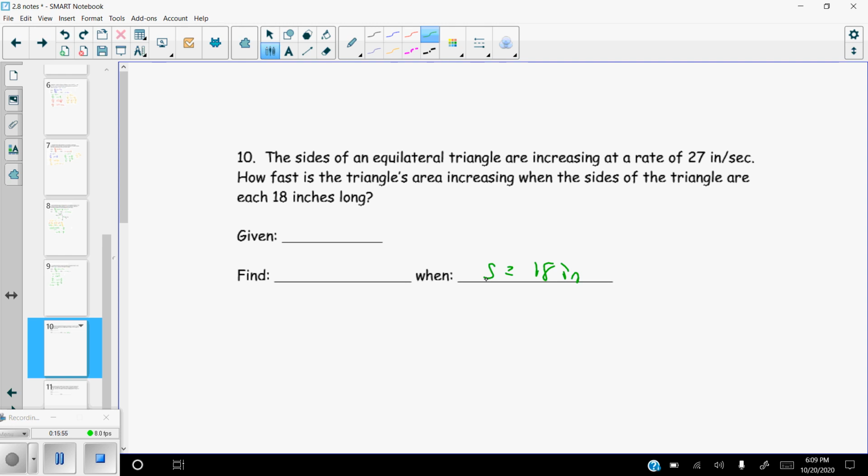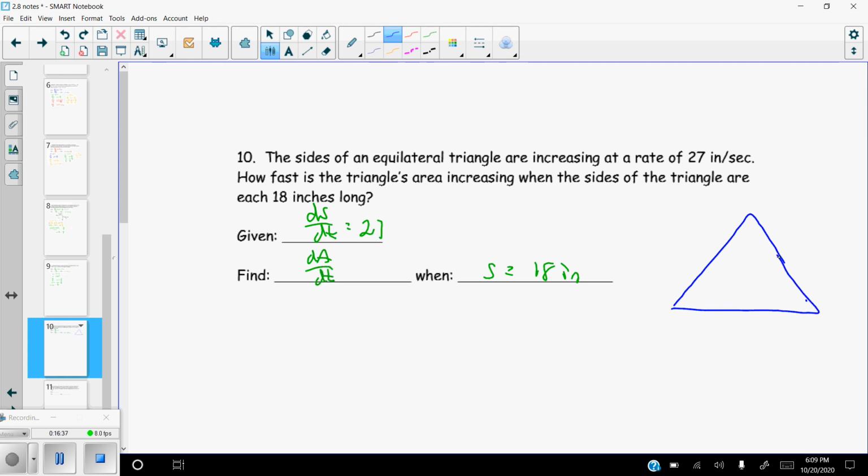Okay, we want to know how fast the area is increasing, so we want to know dA/dt. And it says that the side is increasing at 27 inches per second. So the side, ds/dt, is going to be 27 inches per second. The problem is most of us know the area of a right triangle, but this is the area of an equilateral triangle. A little bit different. So if I can kind of draw it, it's supposed to be equilateral. That does not look equilateral at all. Try again.